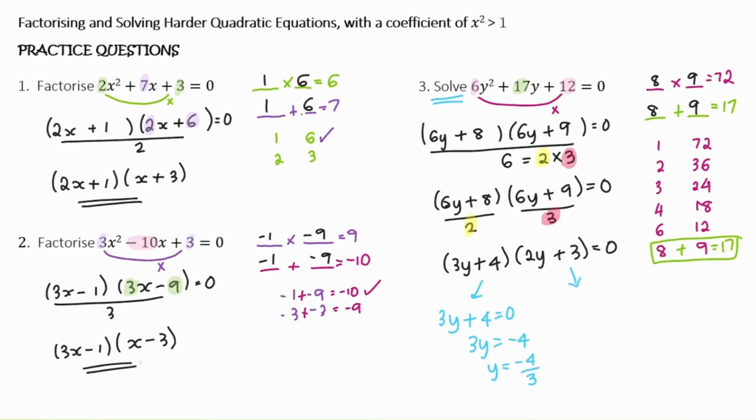If we equate the second bracket to 0, we would have 2y plus 3 is equal to 0. And if we minus 3 on both sides, we would have 2y is equal to minus 3. And if we now divide both sides by 2, that means y would be equal to minus 3 over 2. And these are our two solutions for this equation.